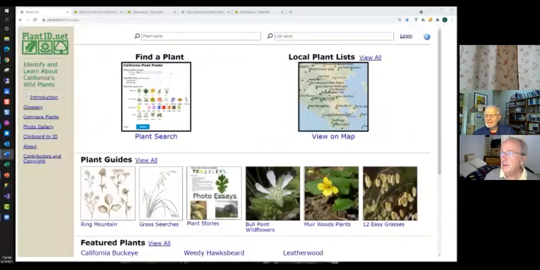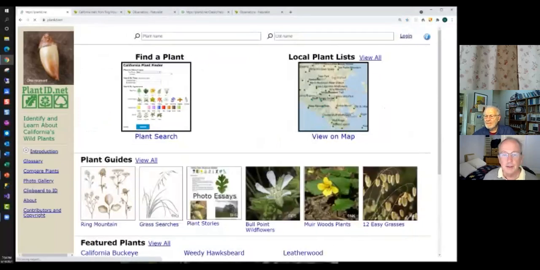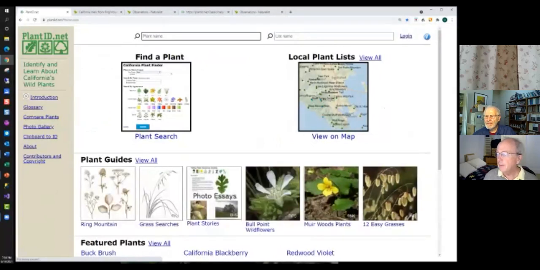So now you should be looking at the homepage of plantid.net. And you will always find on the homepage a box under plant guides called plant searches, and grass searches rather. And that's what leads you into this new feature of plantid.net. So we'll click grass searches.